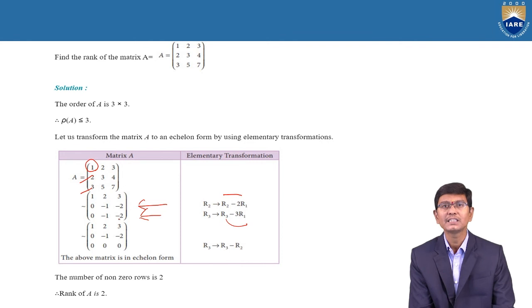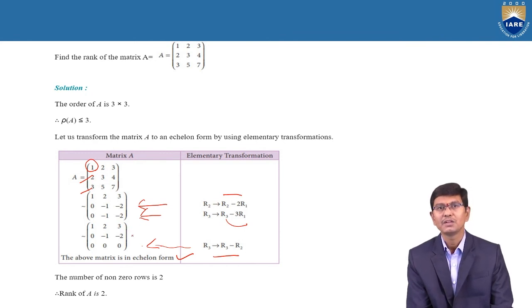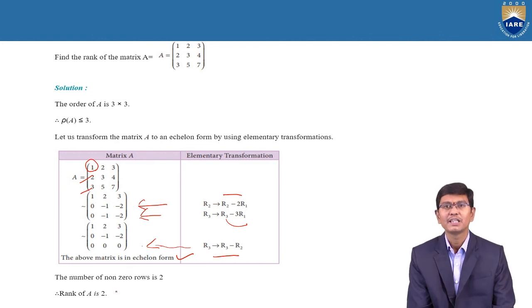By applying R3 minus R2, the R3 row is changed to zeros. Therefore the R1 row is 1, 2, 3, R2 is 0, minus 1, minus 2, and the R3 row is 0, 0, 0. Therefore, it is the echelon form of the matrix. Here the number of non-zero rows in this matrix is 2. So the rank of the matrix is also 2.